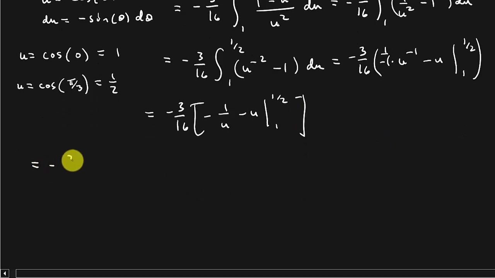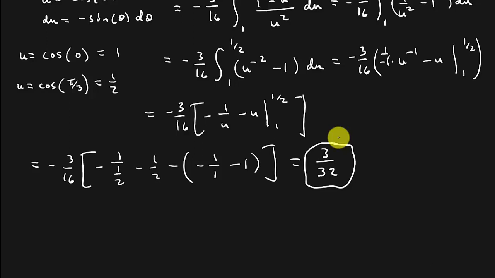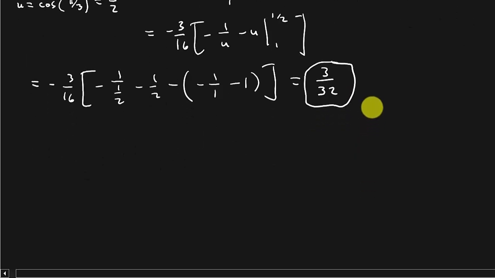And so this is going to give me negative 3 over 16 times negative 1 over 1/2 minus 1/2, minus negative 1 over 1 minus 1. And when you figure all that up, you end up with 3 over 32. And that's your answer. That wasn't a very fun problem, was it? But we got through it just fine.